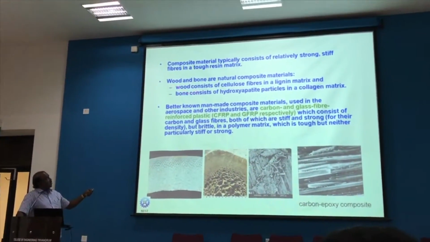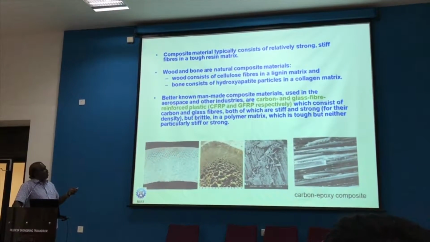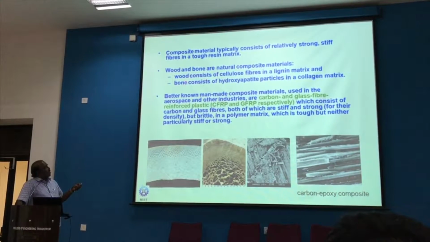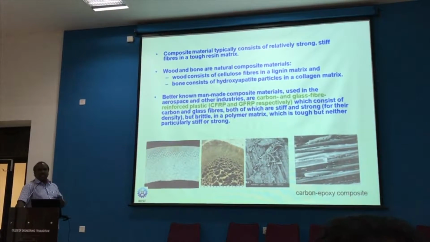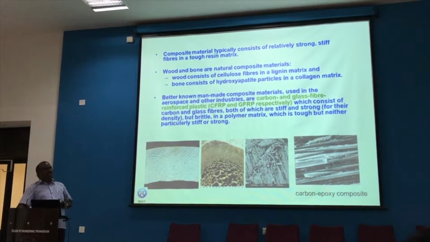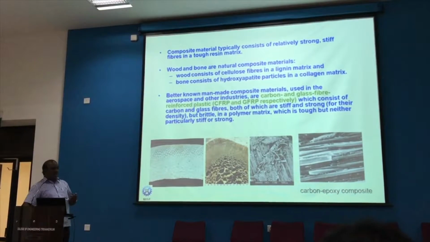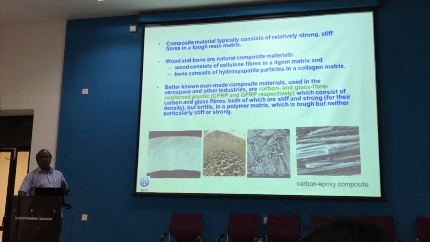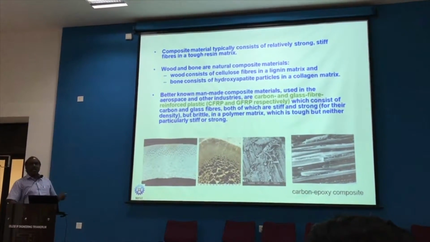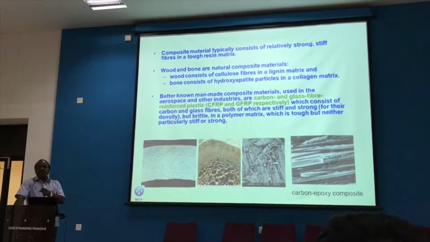As I was mentioning, wood and bone are the natural composites. You take wood, so what is wood? Wood is cellulose fibers reinforced in a lignin matrix. That is, the lignin is the binding material in wood, and the fibers are mostly cellulose fibers. So that is why the stick, stem, and tree have a very high strength because of the presence of the cellulose fibers. So man has started imitating this natural material, like wood and bone, to synthesize various types of engineering materials.